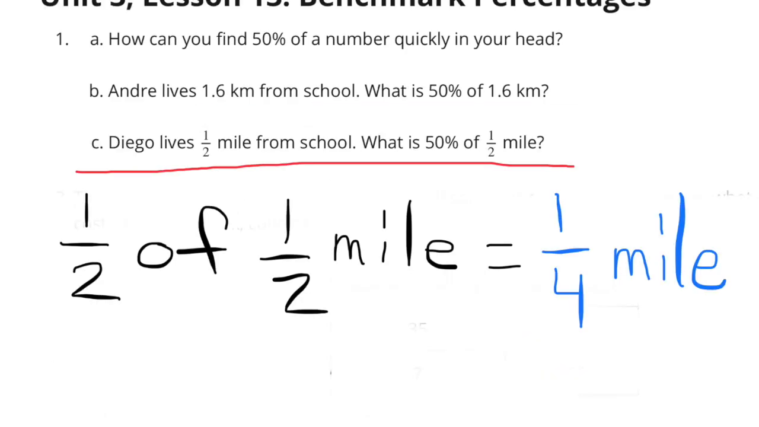C. Diego lives 1/2 mile from school. What is 50% of a half mile? Well, remember, 50% is half, so what's half of a half a mile? Half of a half a mile is 1/4 of a mile.